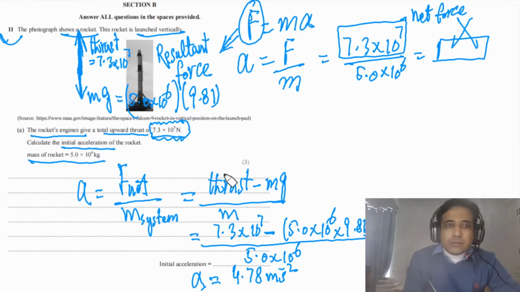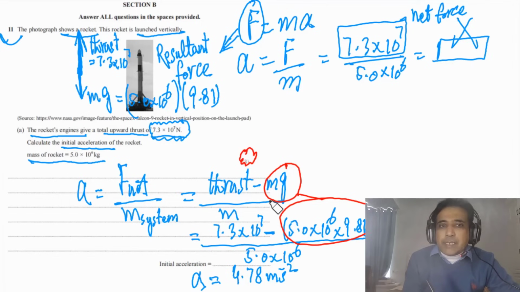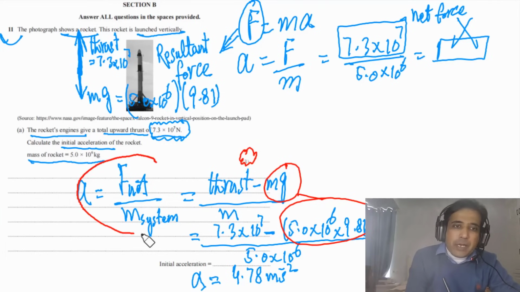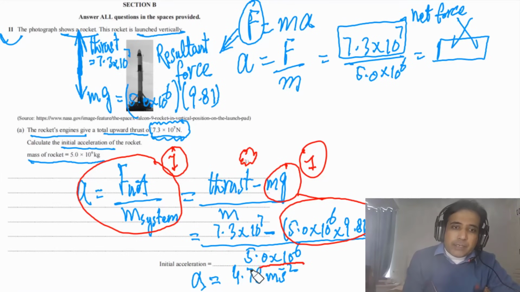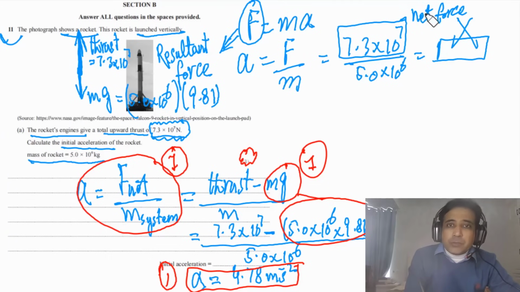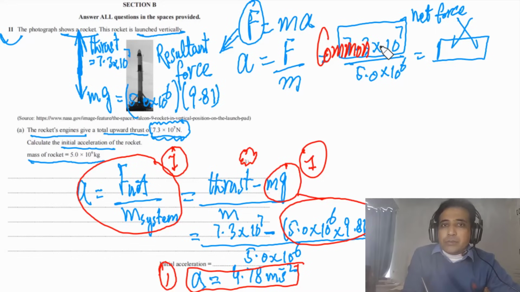Now this question has 3 marks. The first mark you will get if you have used this formula. If you have written this, you will get 1 mark, and the second mark you will get if you have used this formula. So 1 mark here, 1 mark here. In the exam, always write down all the steps. Steps are very important. And the final mark you will get if you have got the right answer. So this is how these 3 marks will be awarded to you. This is a very common mistake.